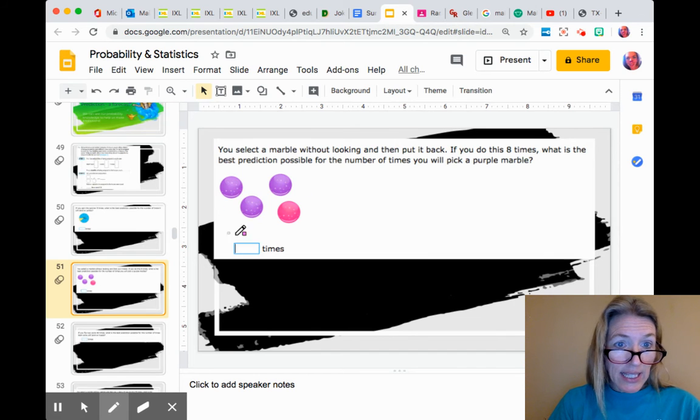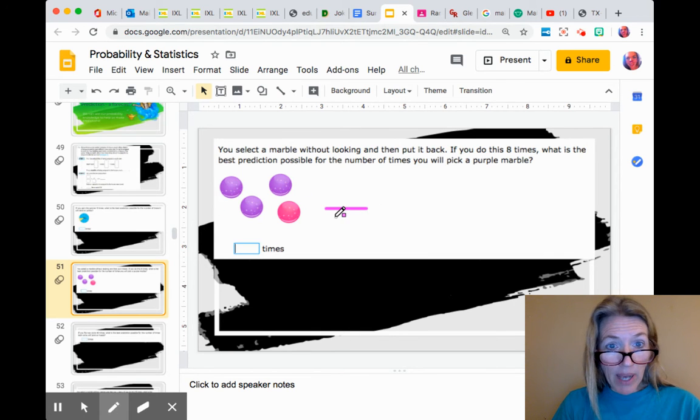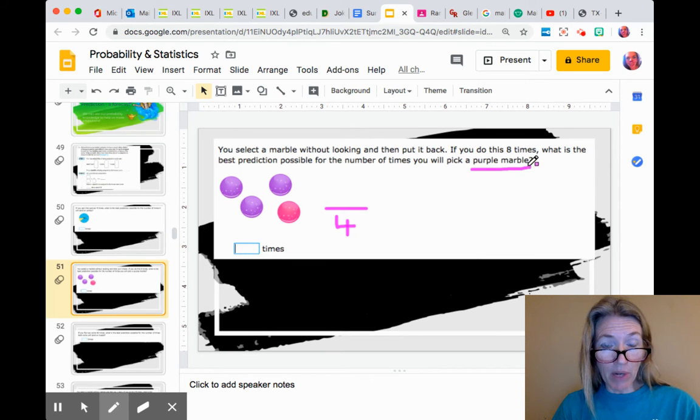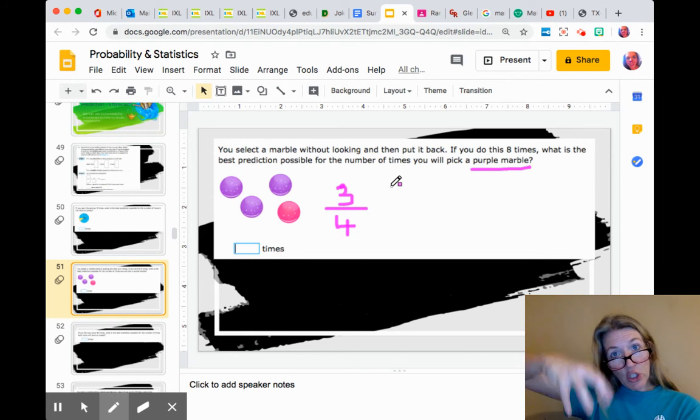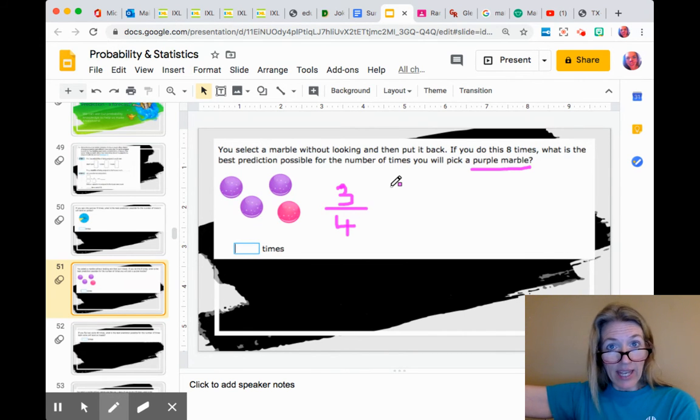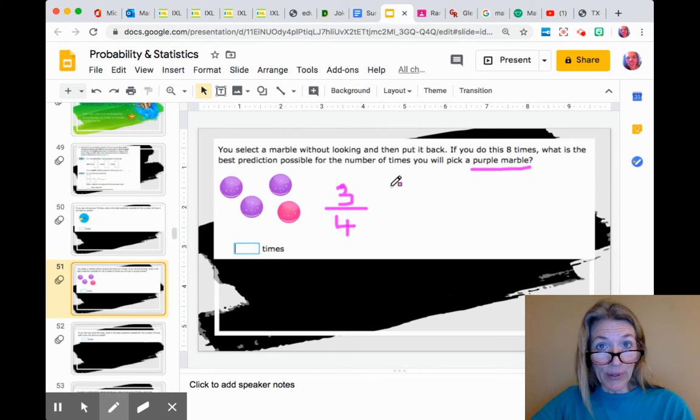There are 4 possible outcomes, so that's our denominator. And then we're talking about the purple marbles. I'm counting 1, 2, 3 purple marbles. So if the bag has these marbles in it, and I just choose one pick out of it, I have a 3 in 4 chance of picking a purple.